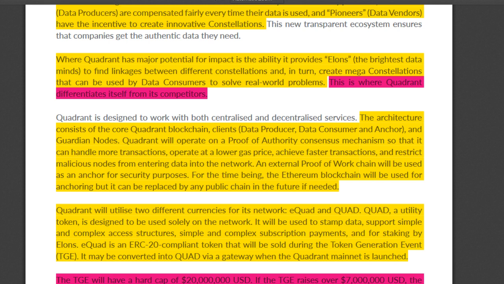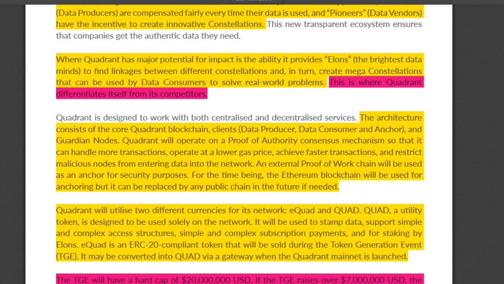Simple and complex subscription payment models. So again, if you're mining out data and you want to get paid for it every single time someone uses it, that's a complex subscription model, where a simple subscription model is, here's a constellation of data, I'm giving you access to it, this is a one-time fee. And for staking by eQuad holders, they have to have a stake, kind of like a proof of stake, to get access to a bunch of different constellations to make that mega constellation of conglomerated data. They need to be able to put up some tokens to have the ability to do that.